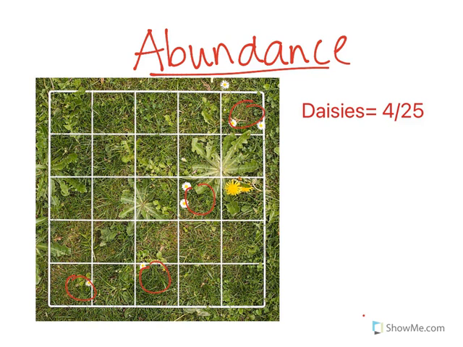Okay, now if we were going to look at the abundance of dandelions, for example, the dandelion flowers at least appear only in 1 square out of 25.